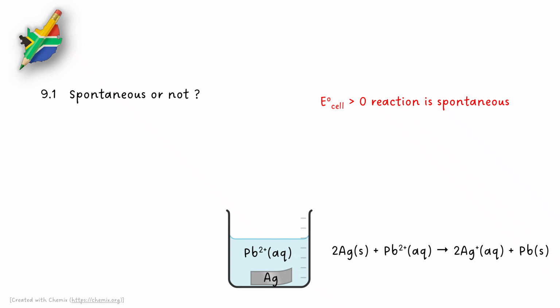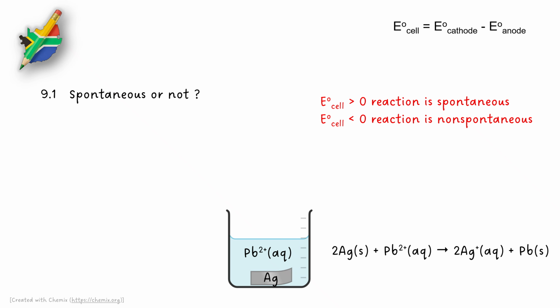A positive cell potential indicates a spontaneous reaction, and a negative value a non-spontaneous reaction. A non-spontaneous reaction would require the input of external energy to drive the reaction.